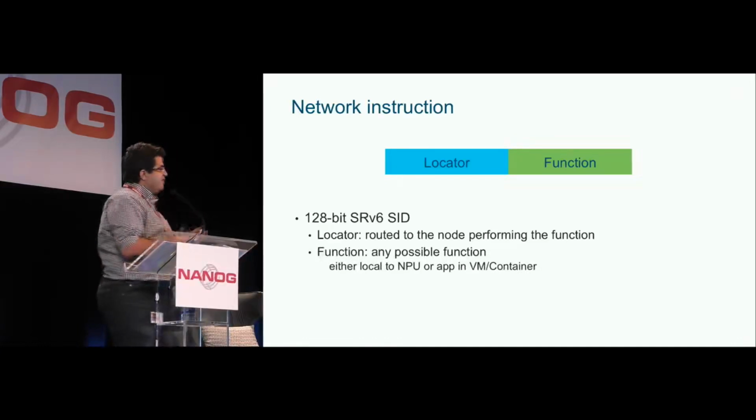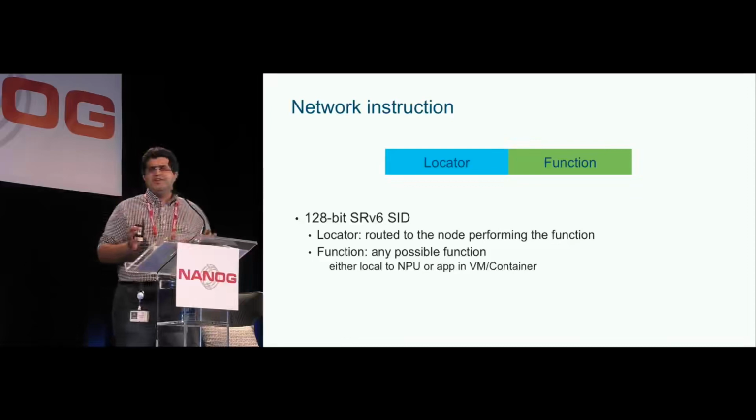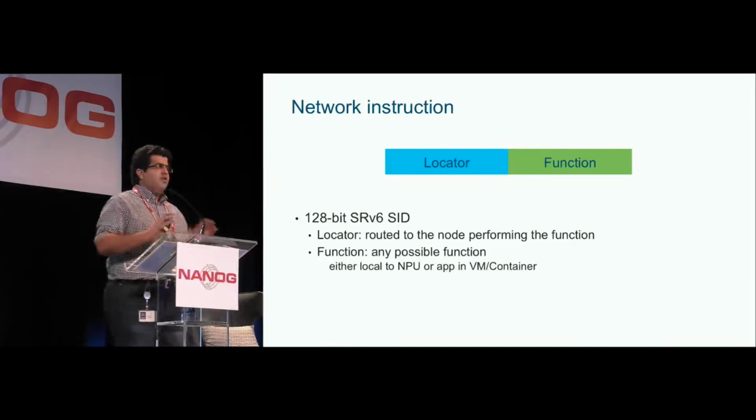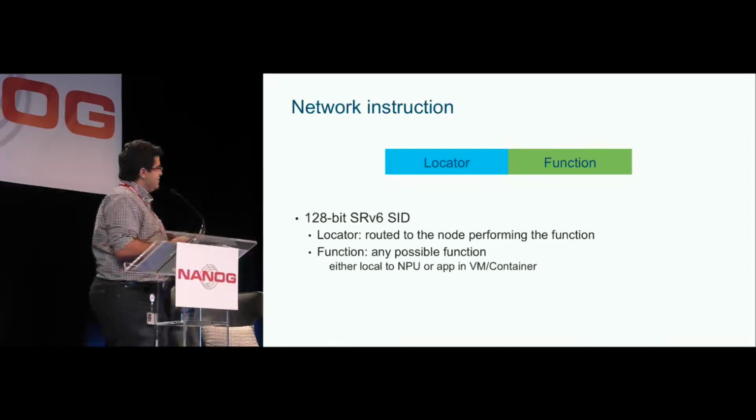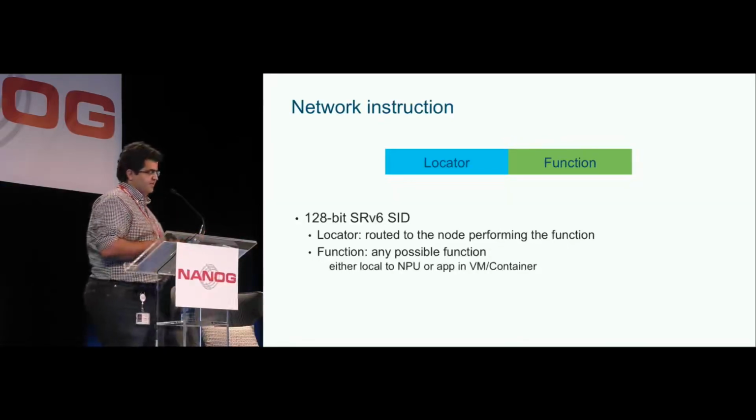However, I'm taking an example over here of 64 bits as network and 64 bits as function. They're in no way constrained. You can do it the way you want to. I'm just using this example so that I can showcase and walk through the different things which we have built with segment routing v6.